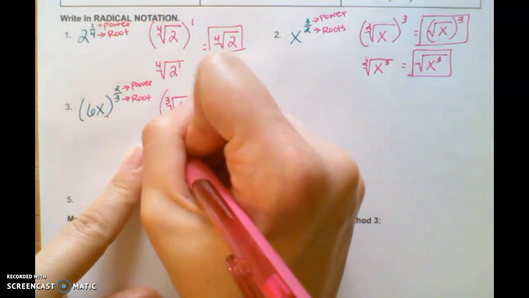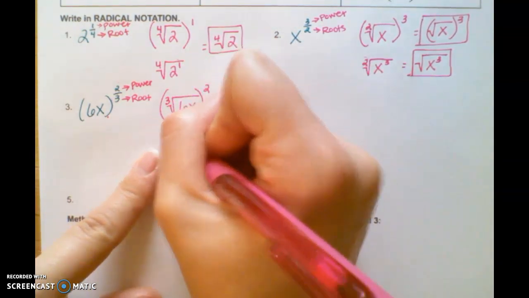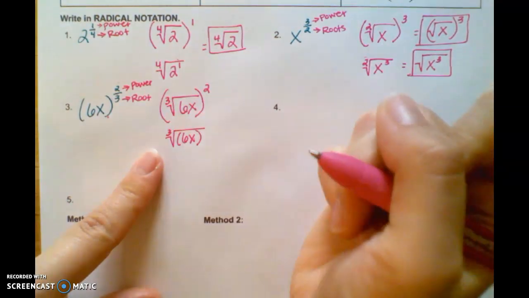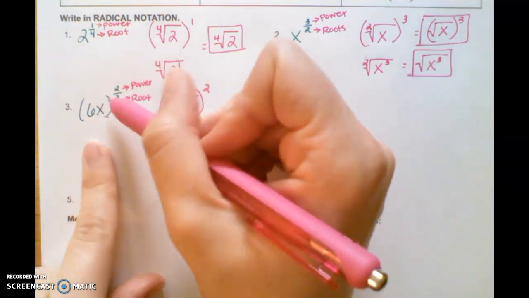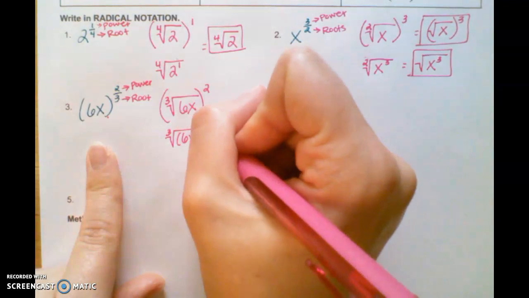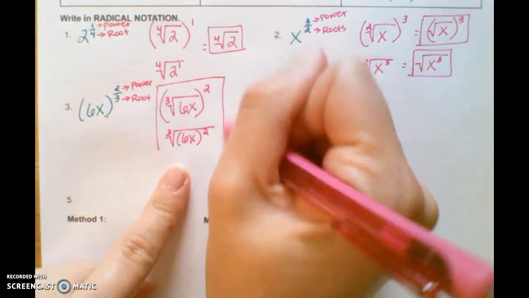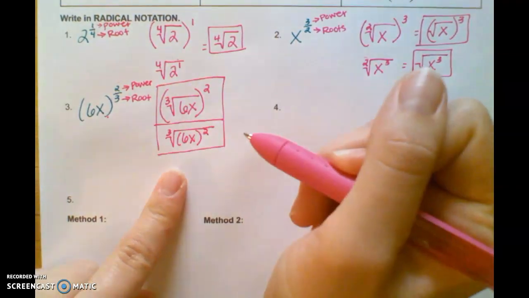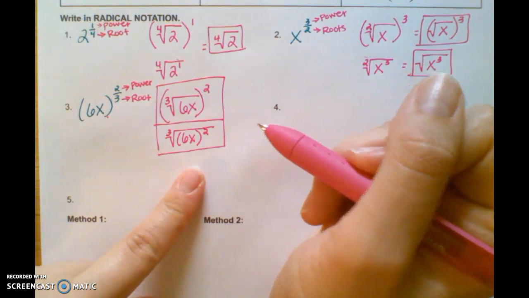Or we can do the power on the inside. Cube root of, and this time I actually need to keep the 6x in parentheses on the inside because we are squaring this whole thing. The whole 6x has that 2/3 power. So that's going to be squared. So these are the 2 different answers. Both are correct. Sometimes one will be easier than the other.